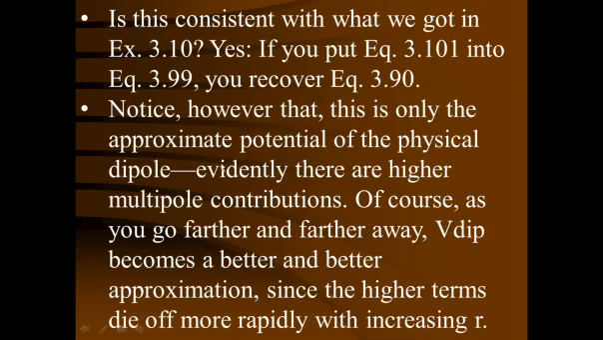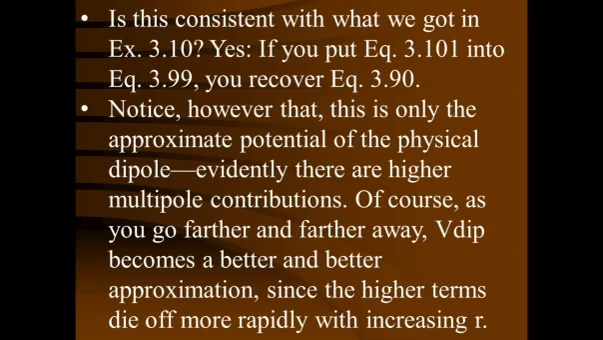Notice, however, that this is only the approximate potential of a physical dipole. Evidently, there are higher multipole contributions. Of course, as you go further and further away, V dipole becomes a better and better approximation, since the higher terms die off more rapidly with increasing r. So you can consider that this is the equation which represents, because of this charge distribution, the potential at a distance r because of the dipole term, and the dipole term is dominant, but there is a possibility that higher multipoles are also contributing potential at that distance r.